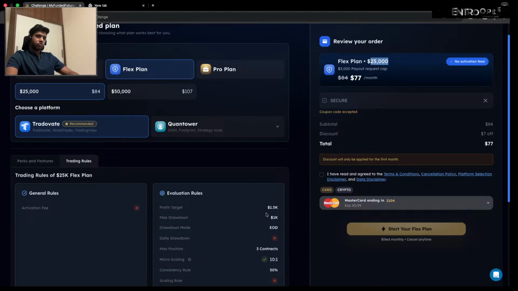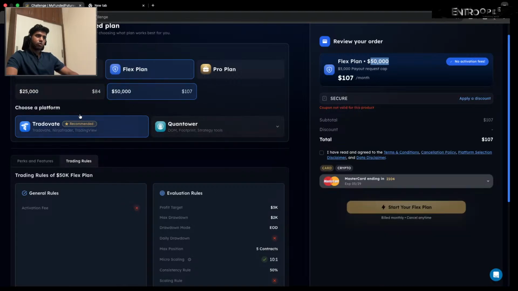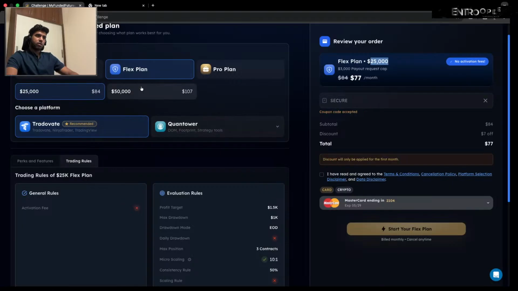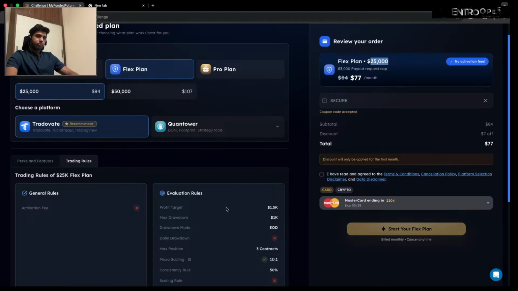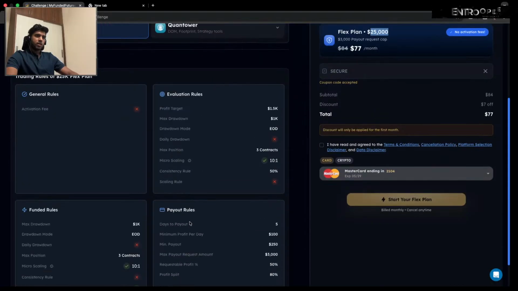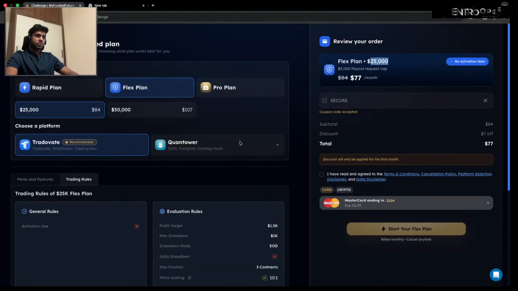If you achieve this profit target, you have passed the account. For 50K, it is exactly double, so whatever I explain here will be double in the 50K account. For 25K, 1.5K is the total target that you have to achieve, while you can only go to a maximum drawdown of 1K. That means you have to achieve 26.5K without your account touching 24,000.